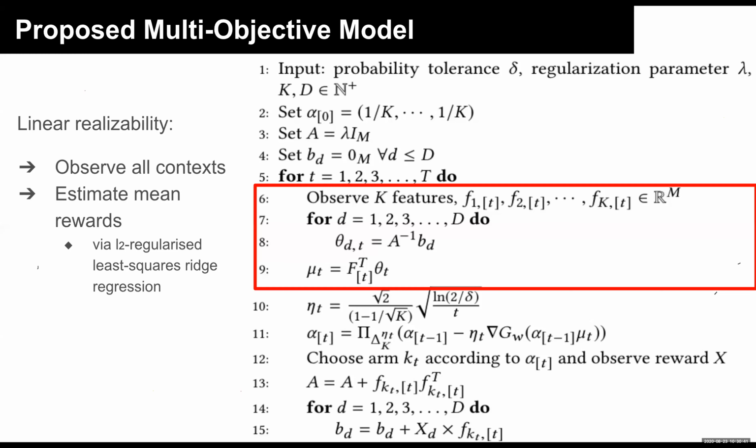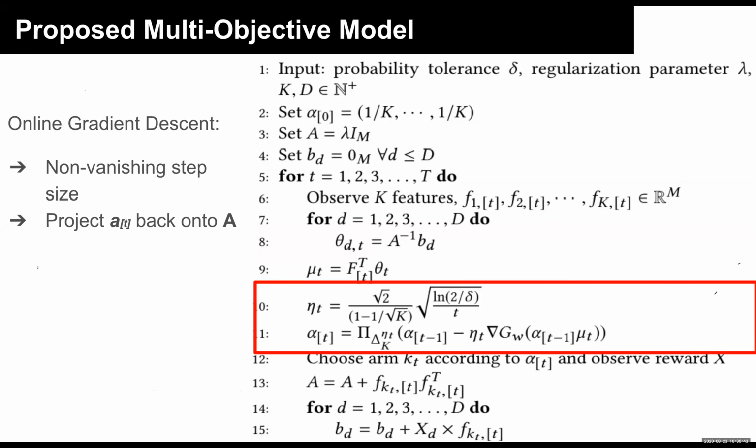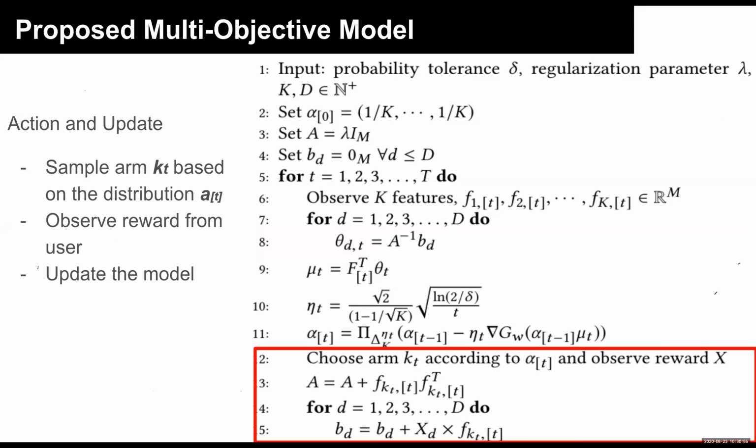Essentially, once you have the mean rewards, we can show that user that content and do some online gradient descent. We get some arm probabilities, which we project back onto the set of arms A. Then we sample the arm, and we observe the reward from the user. Once we have observed the reward, we go back and update the model parameters.